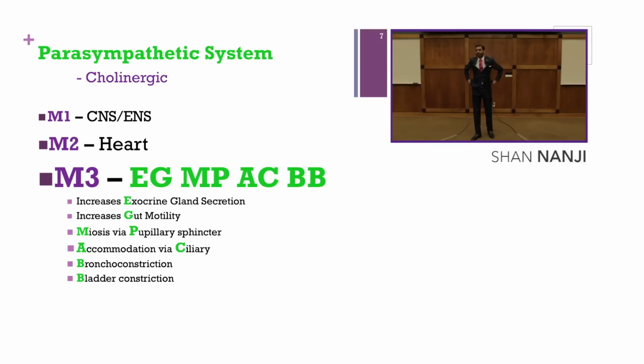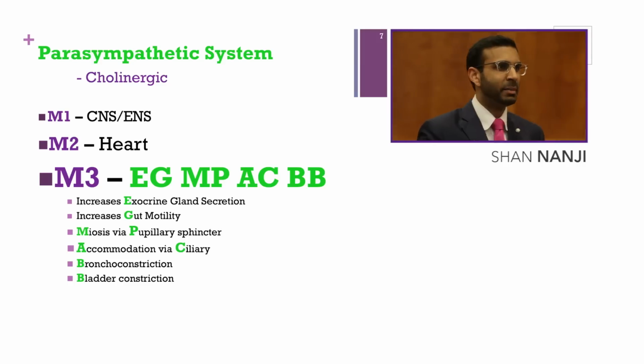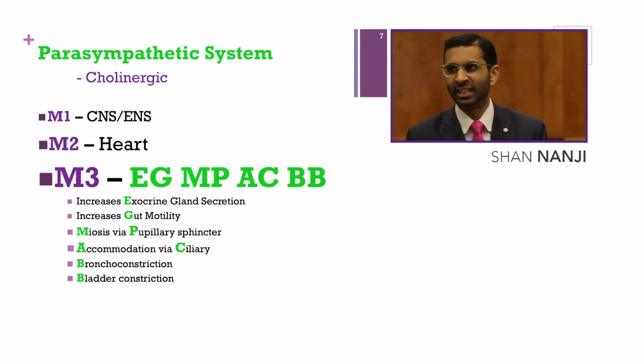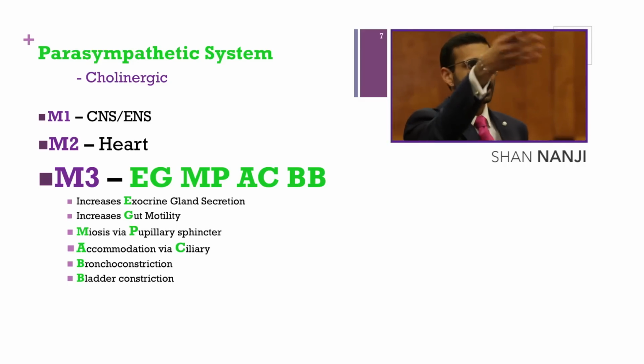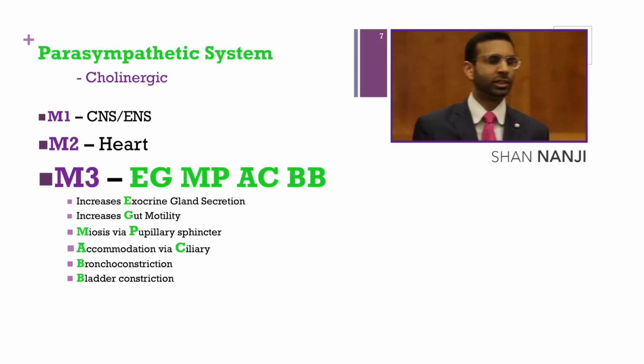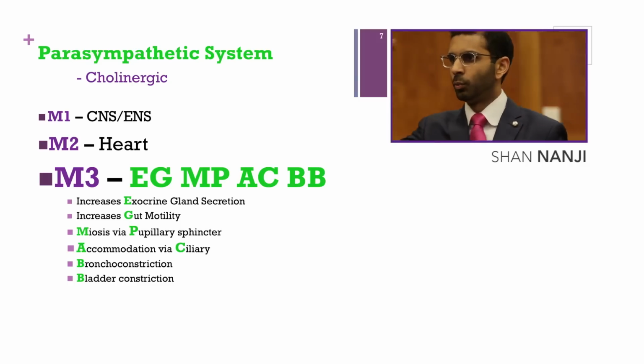So look at all the stuff this one receptor is doing. This muscarinic type 3 receptor is making you wet. It's making you poop. It's making you pee. Things are coming out of both ends. You can't breathe. Your pupils are constricted and you've lost accommodation. All due to this one receptor.